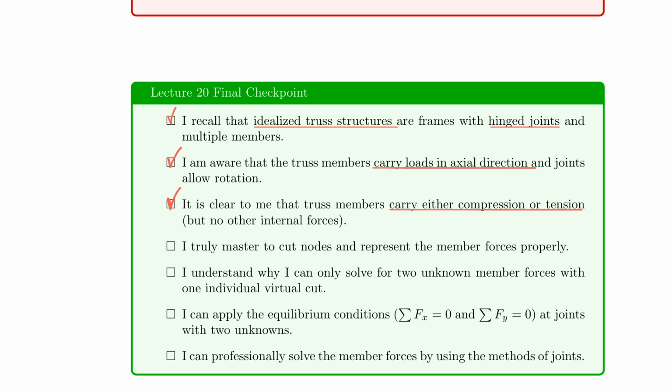So then we also know how to cut each node, right? So we need to understand how to cut each node and then how to represent the member forces properly. So when we do that, we also do that for only 2 unknowns at a time, right? So 2 unknowns, no more can be solved. Please check that. That is because we have the sum of the forces in X and the sum of the forces in Y, which we are talking about here. So please be aware of that.